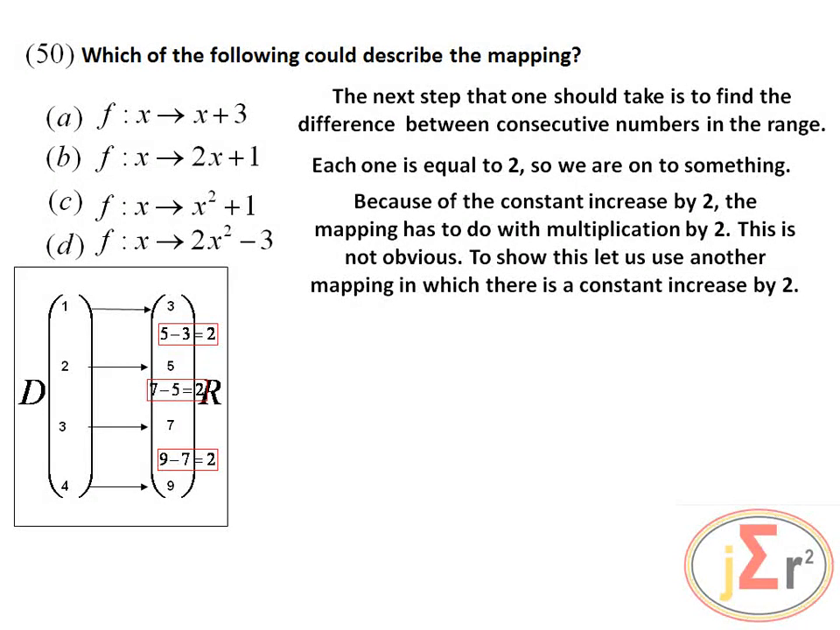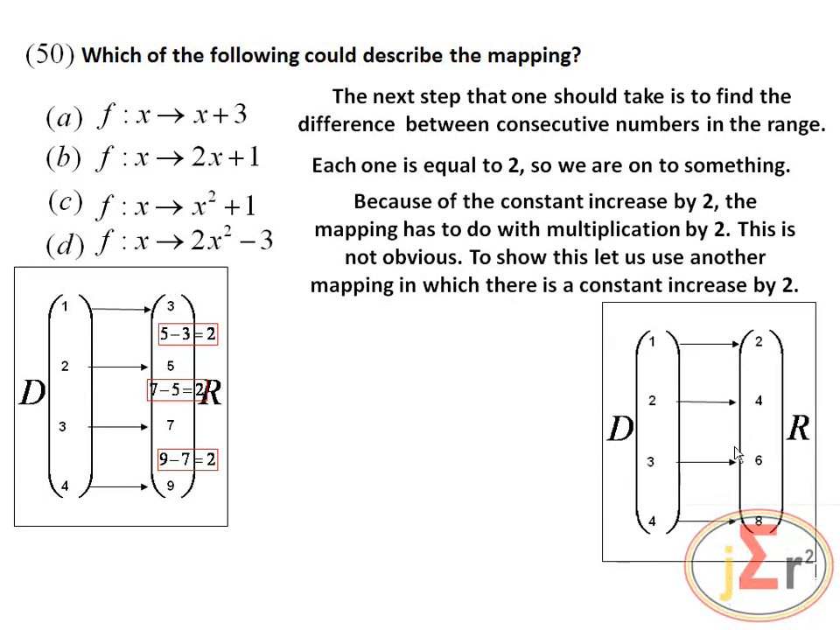To show this, let us use another mapping in which there is a constant increase by 2. So because the difference all the time is by 2, we know that we are talking about multiplication by 2, but it is not so obvious. But let us do something. We are going to take another mapping in which the difference between consecutive numbers in the range will be 2. So we have 2, 4, 6, 8. Going up by 2 each time. We have 1, 2, 3, 4.